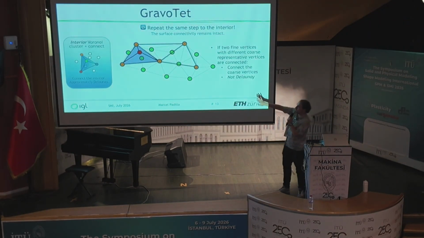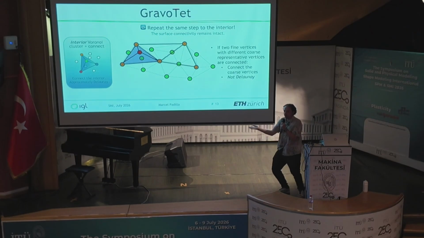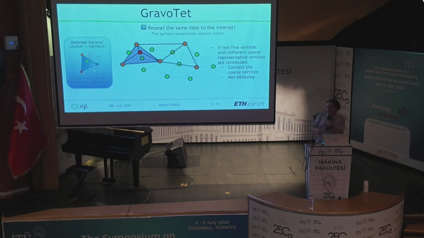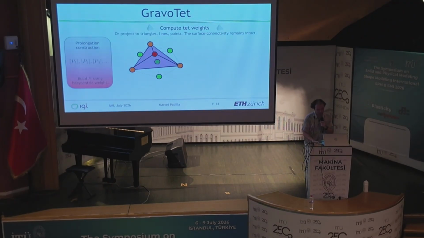Once we have that, so imagine you had all this in 2D. Now we can go into 3D. So the surface will now grow into the interior of the volume. And with the exact same connectivity rules, we just continue, and then we have all the vertices connected. And then we want to compute the prolongation matrix weights.